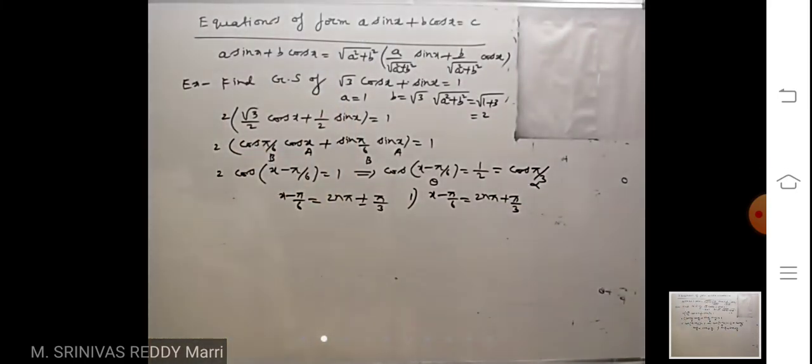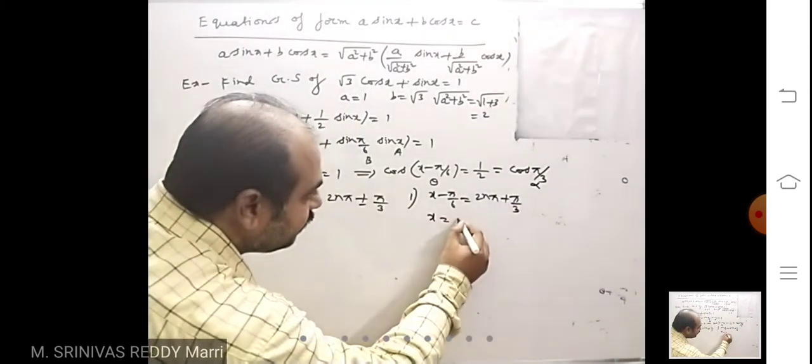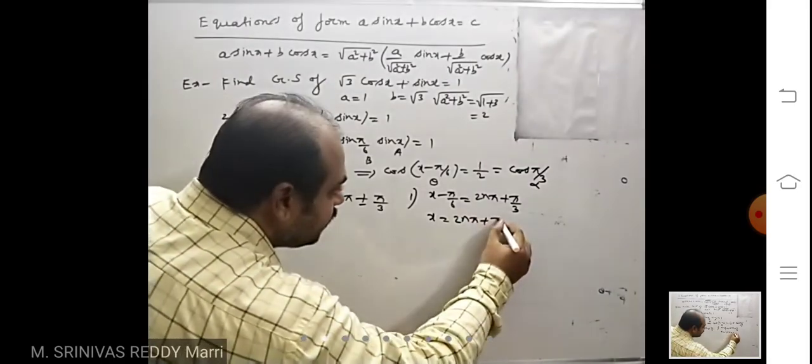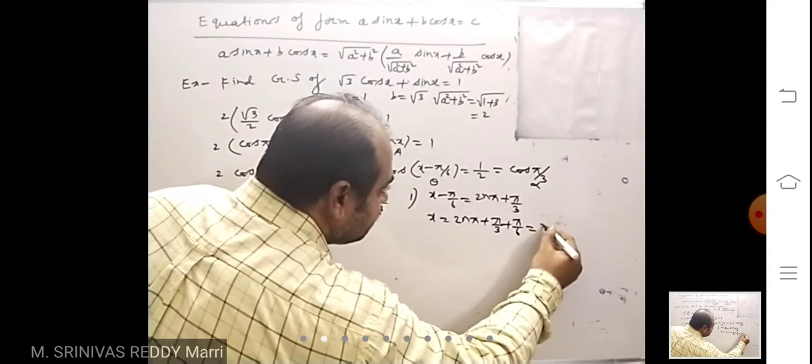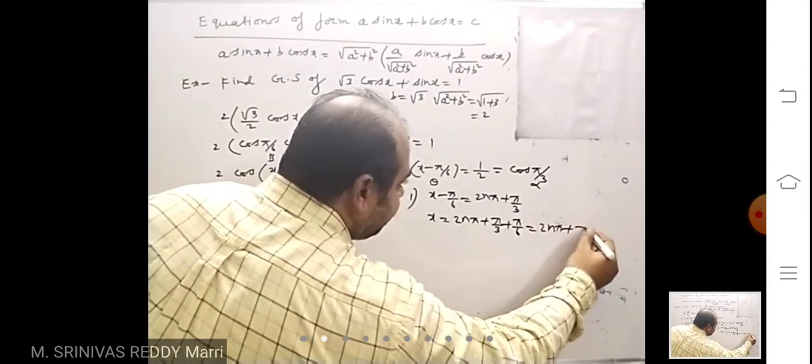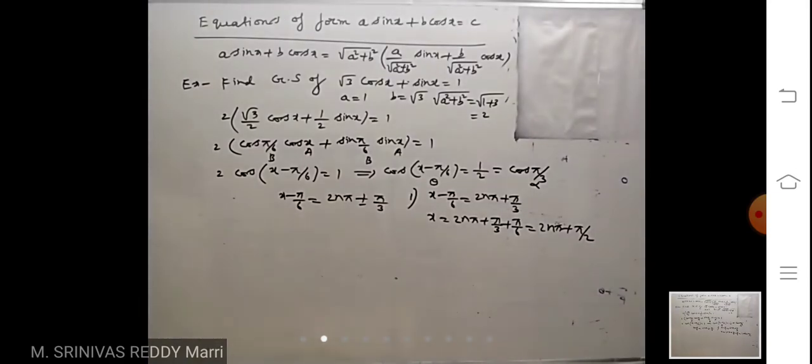Now calculate the x value. X value is nothing but 2n pi plus pi by 3 plus pi by 6. So this is nothing but 2n pi plus pi by 3 plus pi by 6, that is 60 plus 30, 90. That means pi by 2.